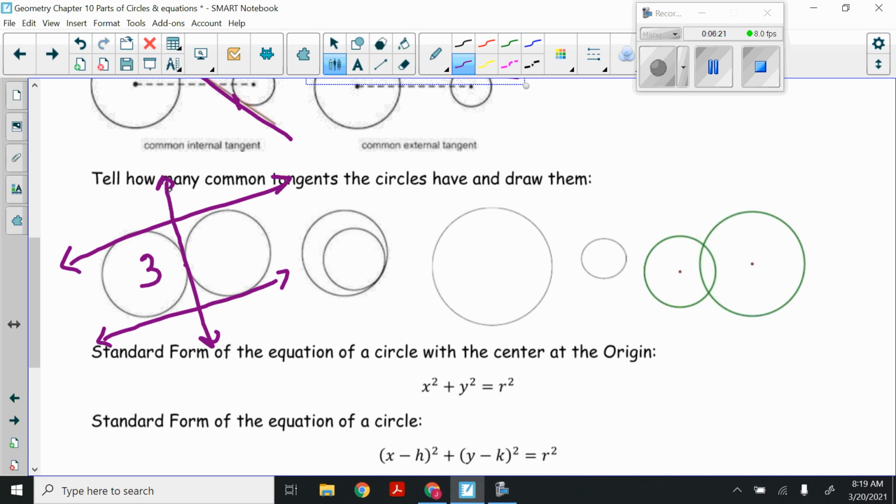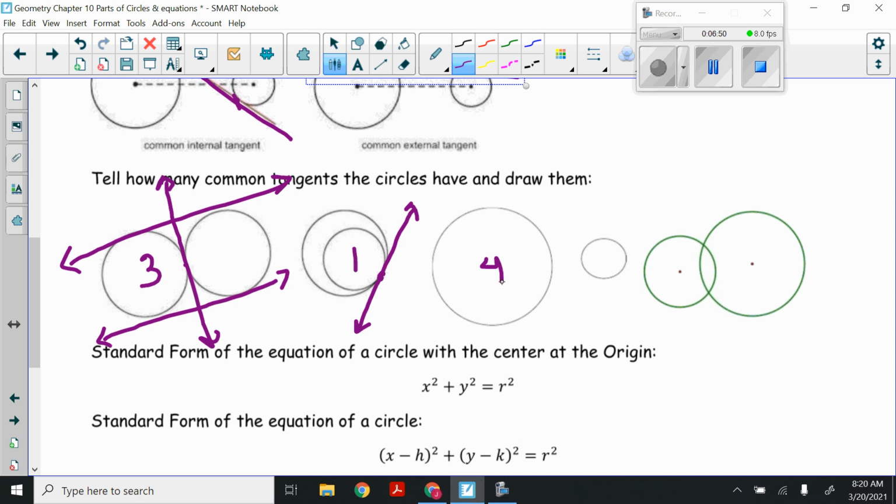These next circles have 1 point of intersection right there, so they will only have 1 common tangent, the way that they are drawn, one inside the other, and so that is their 1 common tangent. So now we look at this great big circle and this little circle here. These will have 4 common tangents. I can get 2 common internal and 2 common external, so these will have 4.